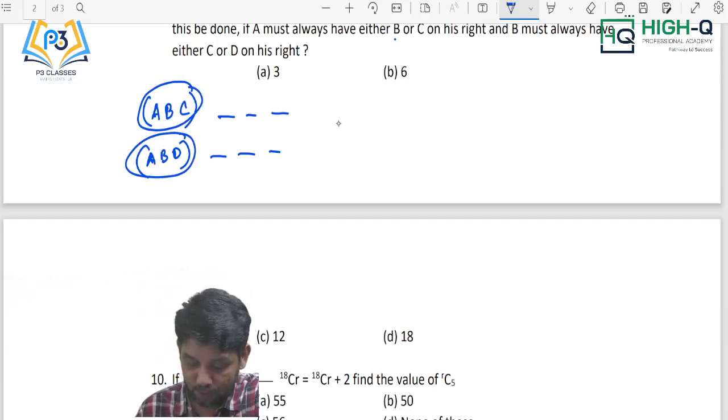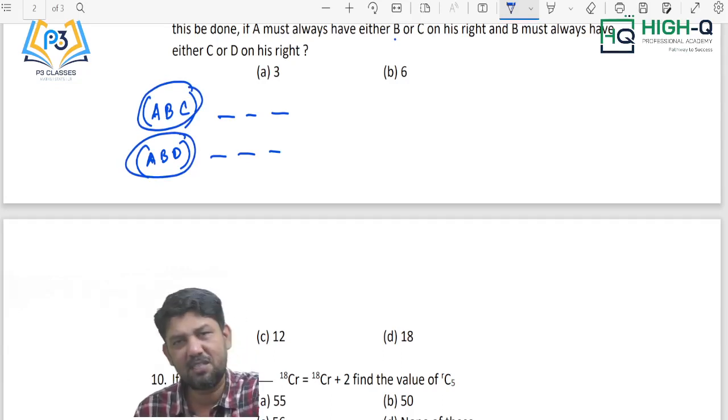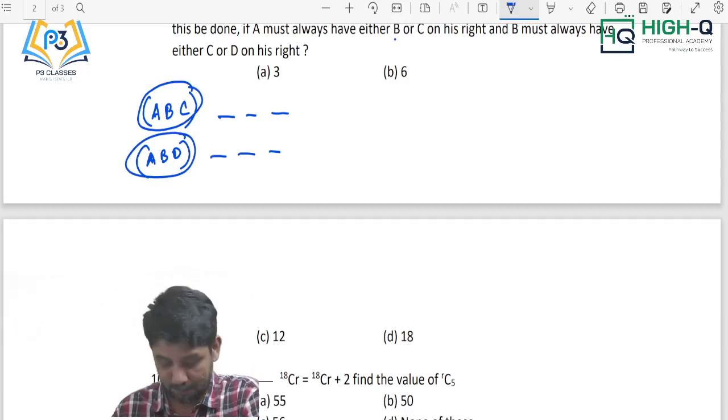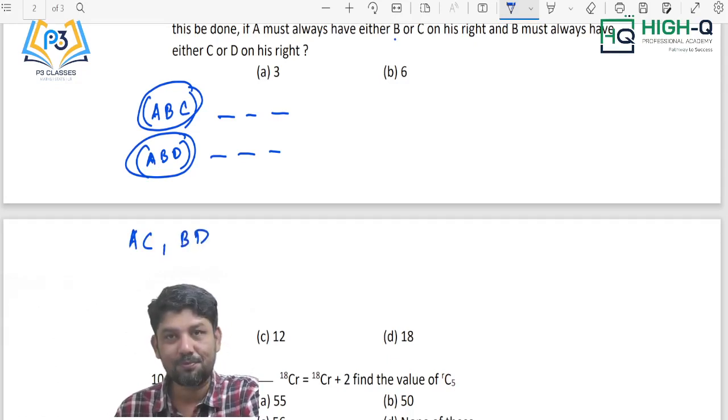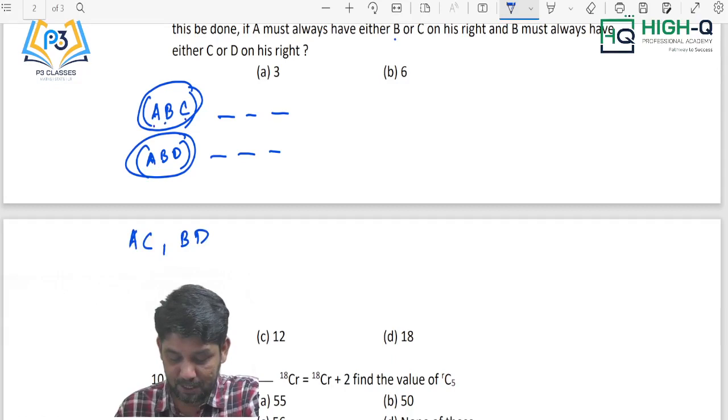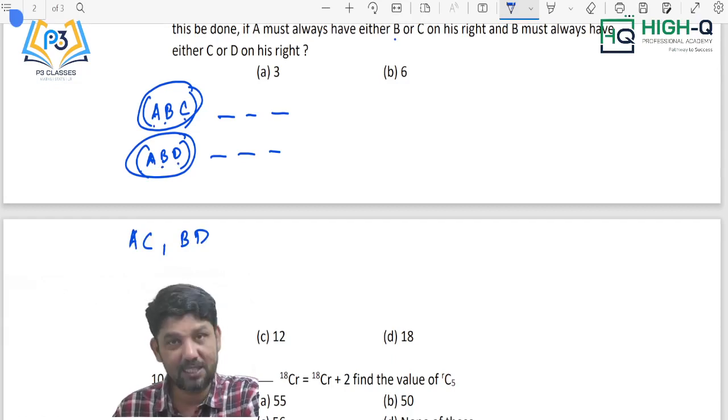Then finally, what you know? C also can be on the immediate right side, na, sir. Of course. If C comes here, B and D have to be here. If A, B comes means next to C. A, B comes means next to D. These are the 2 possibilities. If A, C comes, then B and D. This is the only possibility.